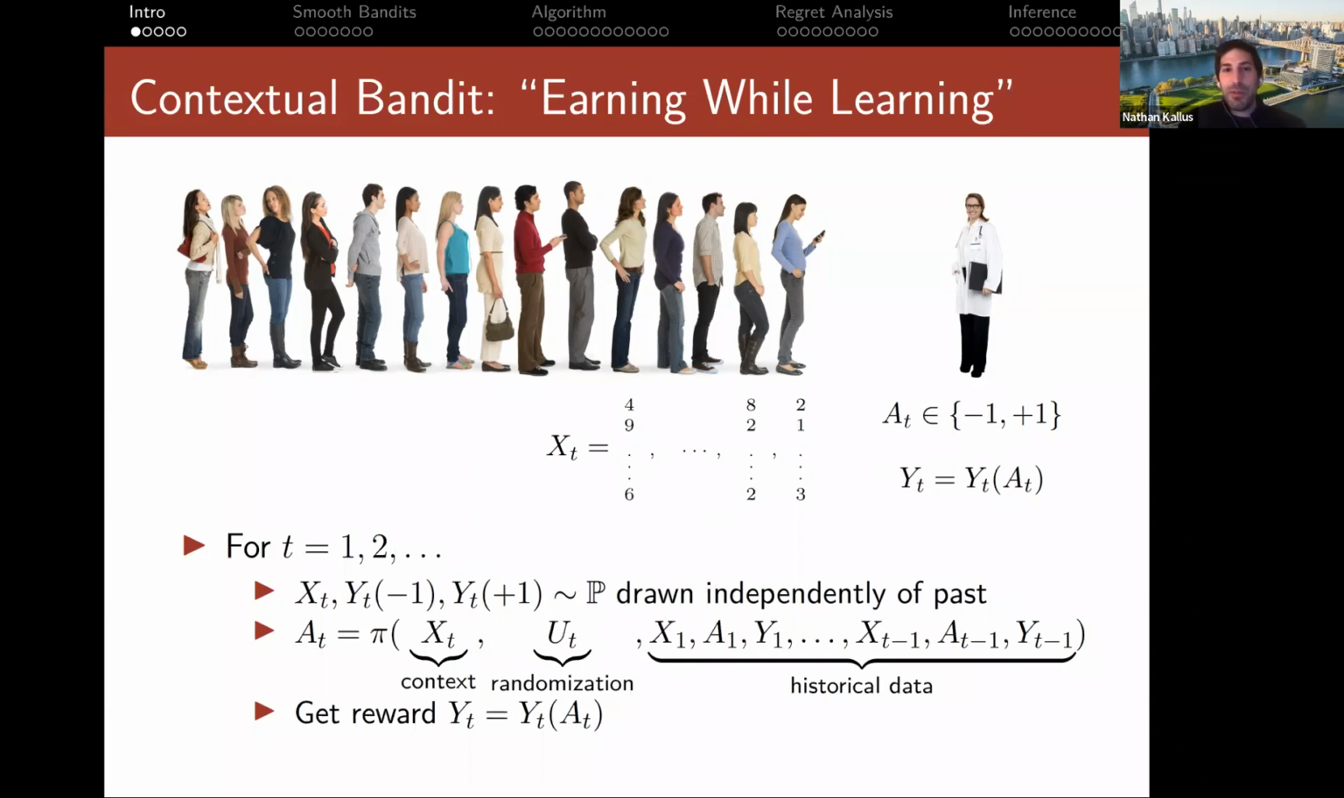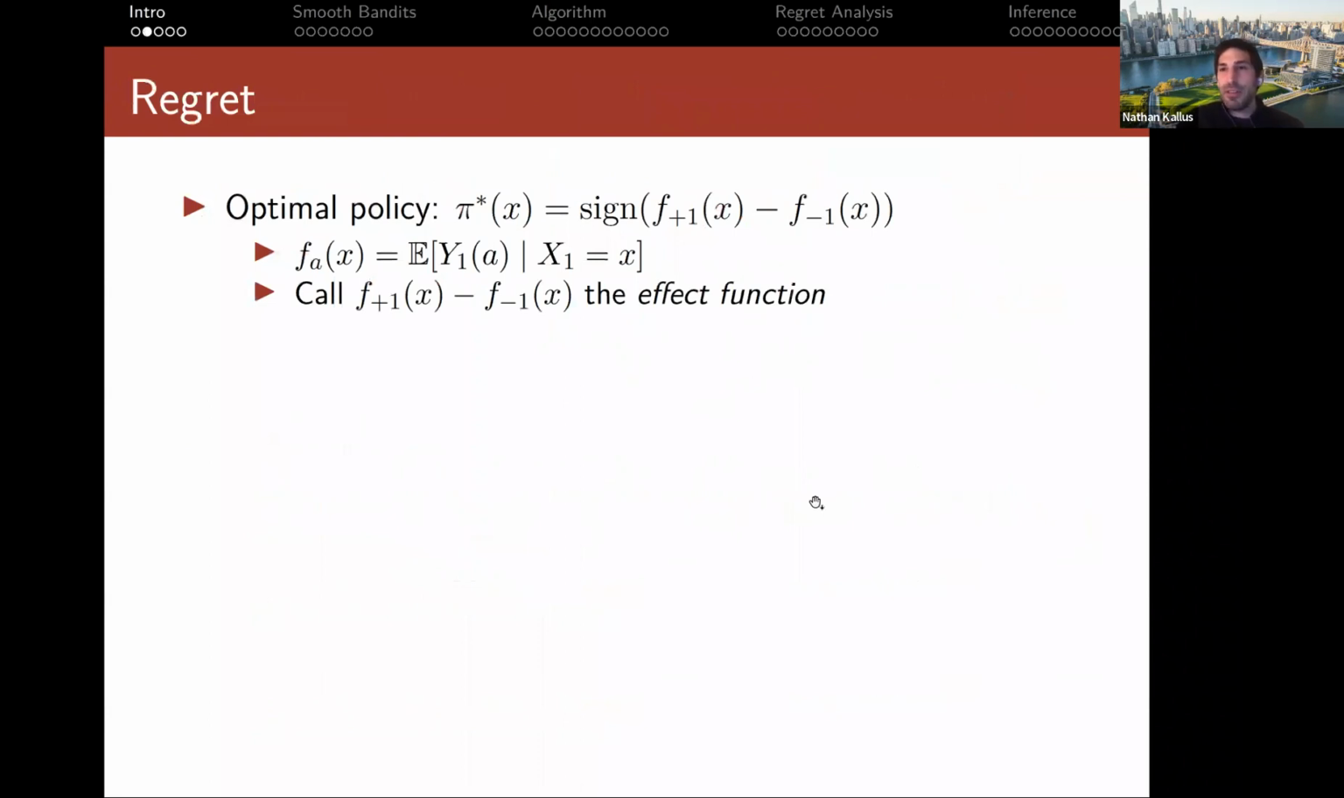Well, we compare it to the best policy. What would be the best policy? Well, in this instance, where there's a fixed distribution, it's just not known, the optimal policy would be to give action +1 if it has a larger conditional expectation given the covariates, and action -1 otherwise. So we can write the optimal policy as the sign of the effect function, which is the difference between these 2 conditional expectations. So f sub a of x is going to be the regression of the potential outcome of action a on covariates being equal to x.